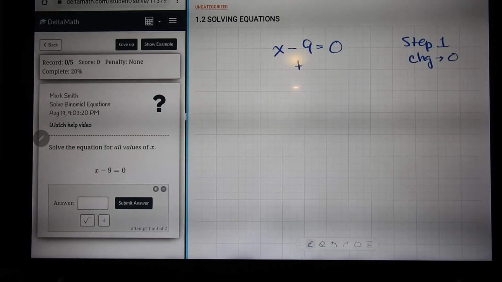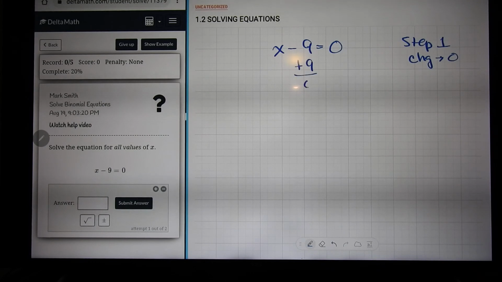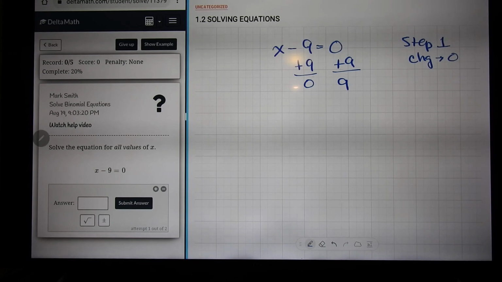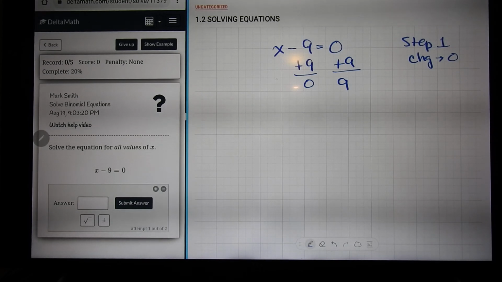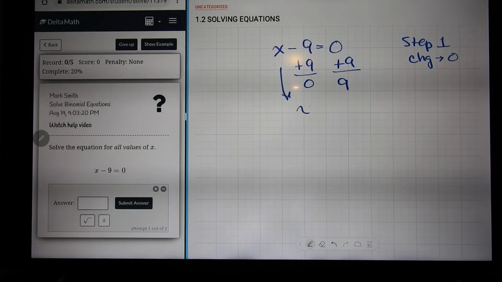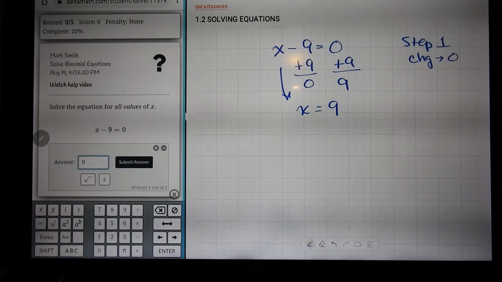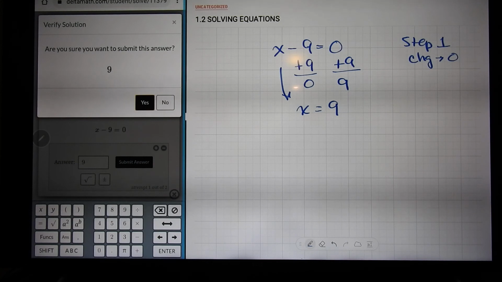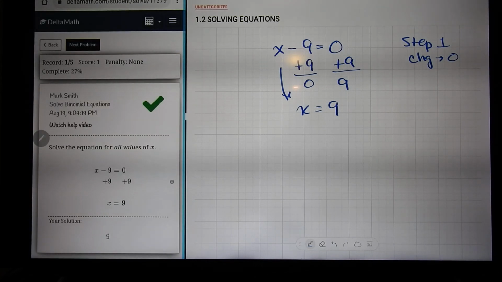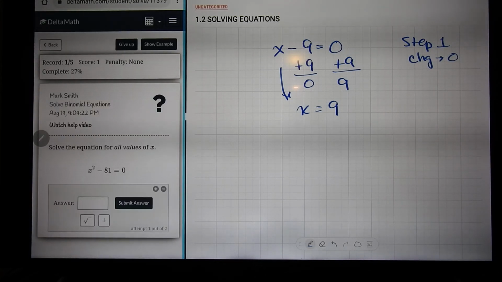Well, that seems pretty easy. We add a 9 here. We add a 9 on this side, and we get a 9. And we bring these two down, and it says x equals 9. That doesn't seem very tricky to me. All the values of x, well, I think that's it. I don't see any other super math answer here. All right, and we're going to say yes, check mark, that's right. All right, let's go to the next problem.